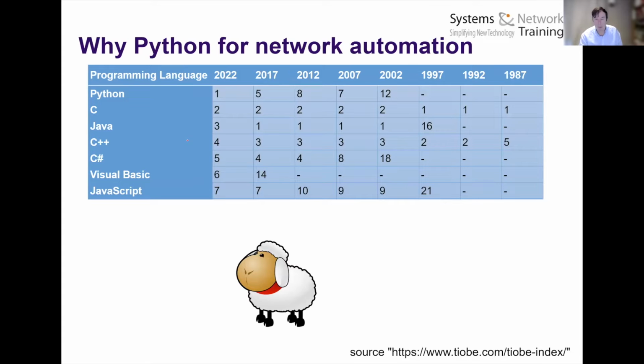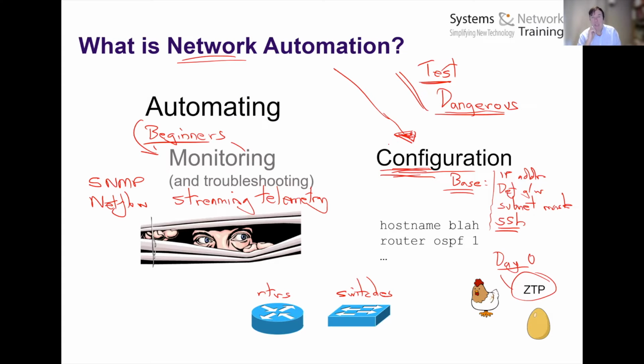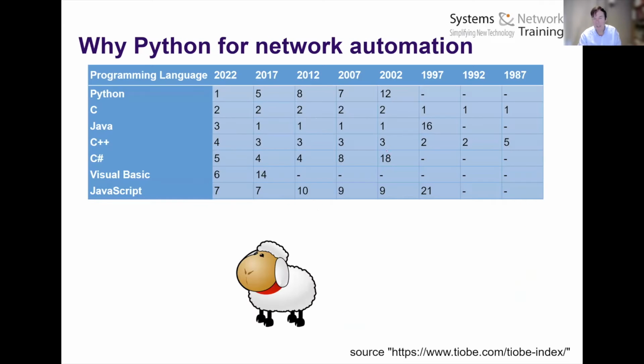Okay, so what is network automation? Network automation really is automating the configuration of network devices. That's the key point there. And why do you want to use Python? So Python is a programming language, which is what it's saying there.